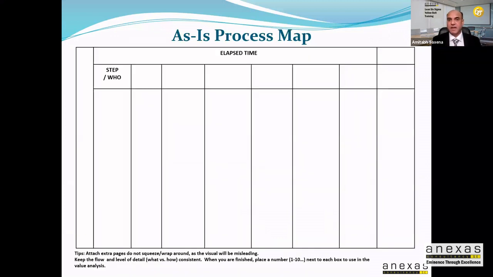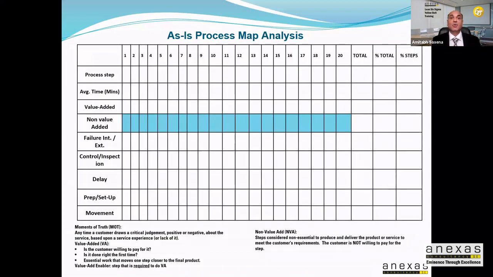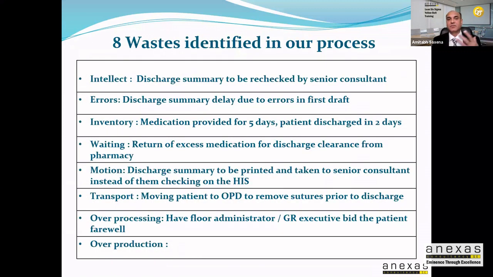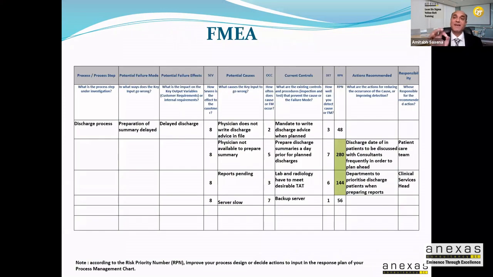Then we make the process map. We do a process mapping analysis. We identified the wastes in the whole system. So waste, like lots of intelligence waste, errors, inventory, map the process, do a Gemba investigation. All these efforts, and then one more thing, a tool called FMEA, failure modes and effects analysis.